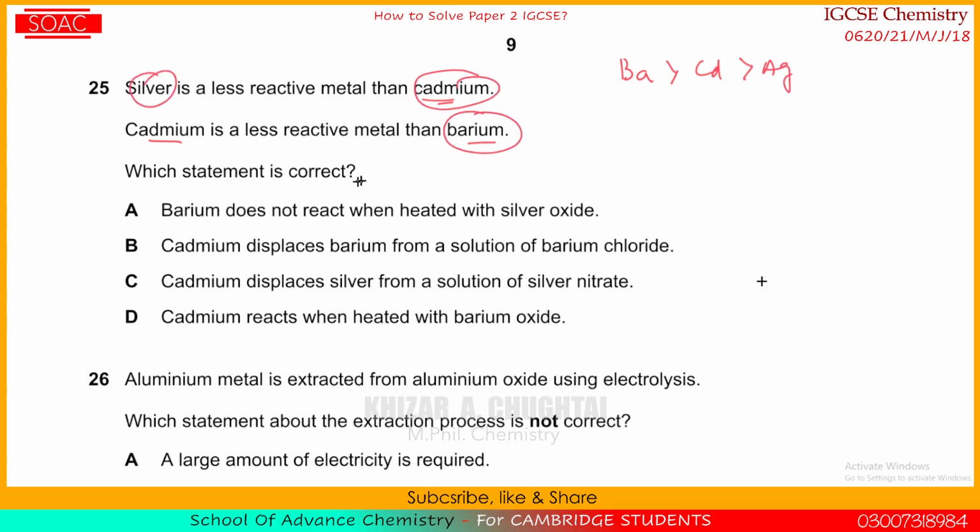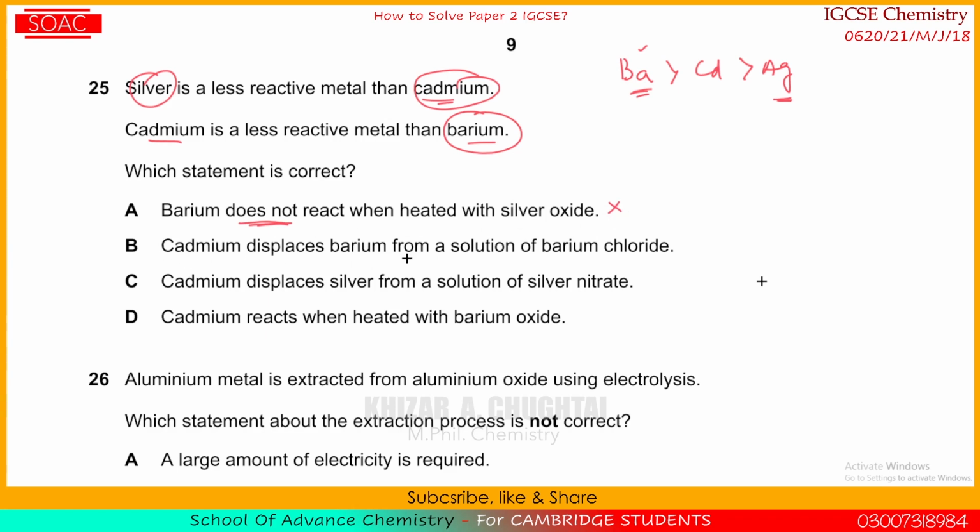Which statement is correct? Barium does not react when heated with silver oxide. No, it is more reactive. It is a more active metal. It can react with the compound of silver, silver oxide. The examiner is saying it does not react. No, it can. It does.